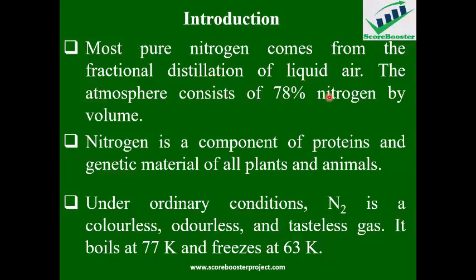Nitrogen is by nature a component of some proteins and genetic materials of plants and animals. All the genetic material we have been hearing of: RNA, that is ribonucleic acid, and DNA, that is deoxyribonucleic acid. All these genetic materials are made up of nitrogen compounds, and they are in plants and animals. You can see how important nitrogen is, apart from acting as a diluent in the atmosphere.